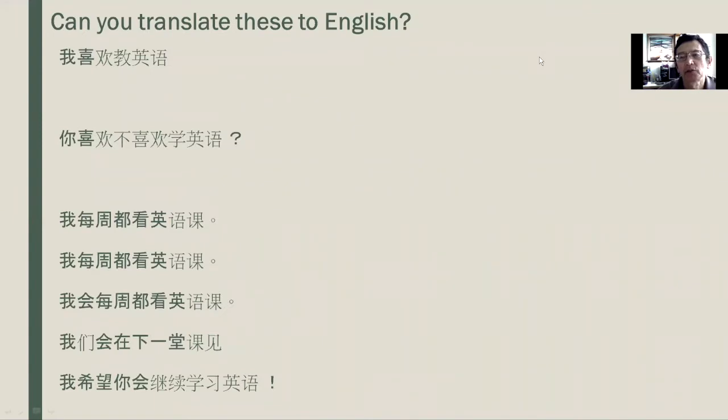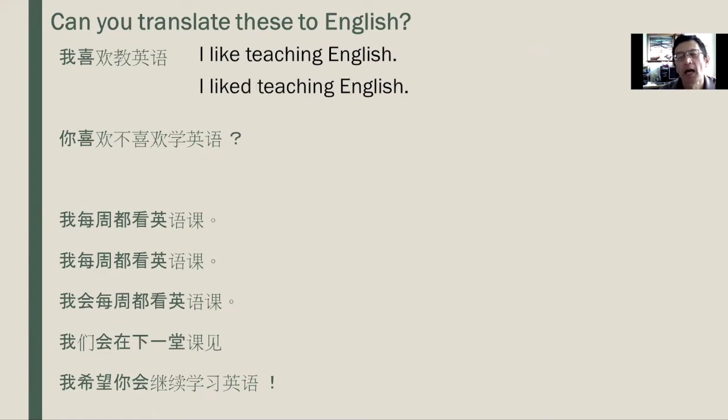Let's try another exercise. Can you translate these sentences to English? I like teaching English. What is the past tense of this sentence? I liked teaching English. What about the future tense? Can you come up with the future tense of the sentence? I will like teaching English. What about the next sentence?